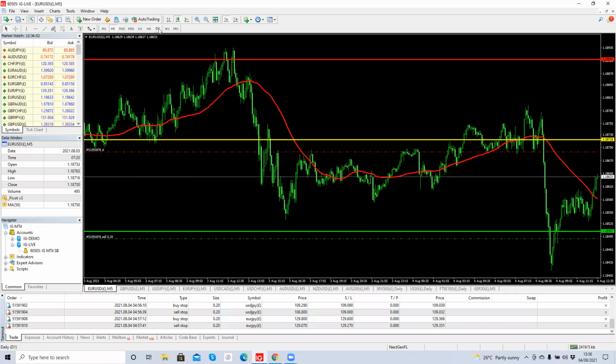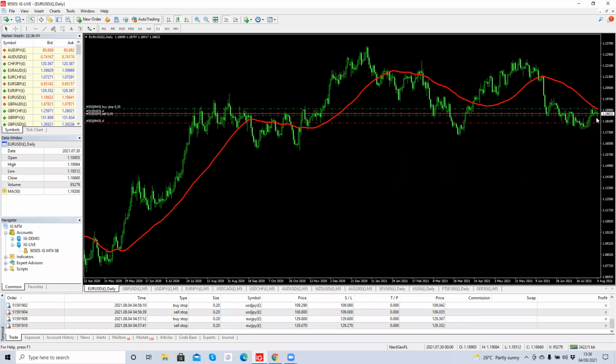Starting with the Euro-US dollar, start with the swing trade. Market is currently trending down. I've got my pending buy order just above the moving average. And today, the moving average 50 is 1.1896. I've adjusted my pending buy order to 2 pips above that at 1.1898 with a 100 pip stop loss.